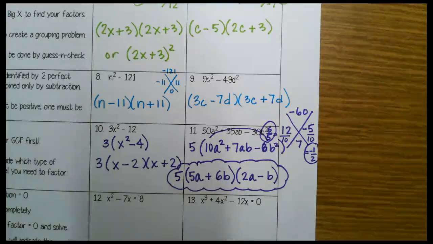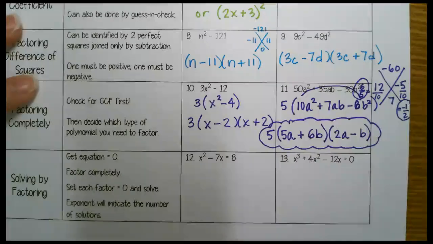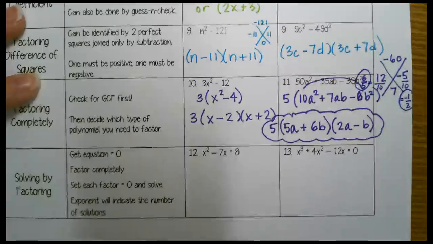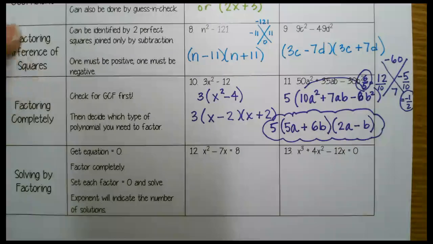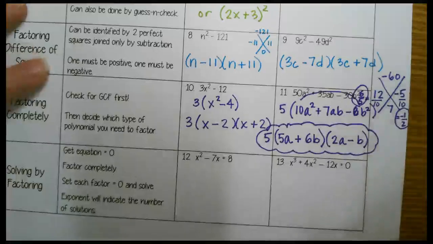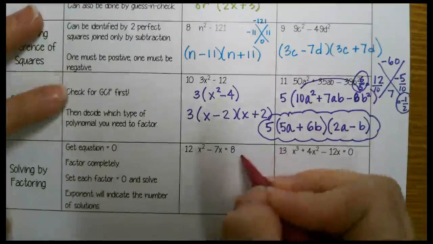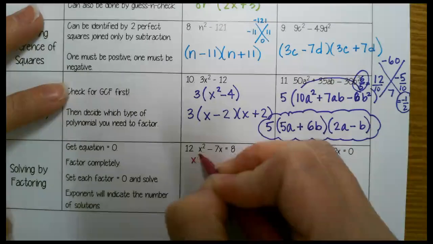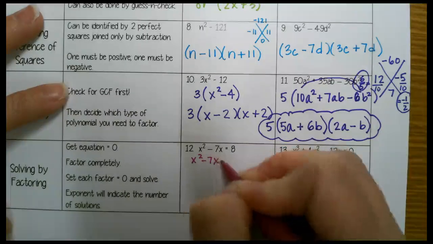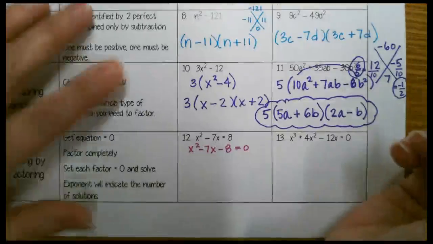All right, last thing, we'll go ahead and finish this, solving by factoring. What happens in solving by factoring is we go one step further and figure out what the value of x is. We do that by factoring. First thing we have to do is get the problem equal to 0. So I'm going to move this onto the other side by subtracting 8 from both sides.